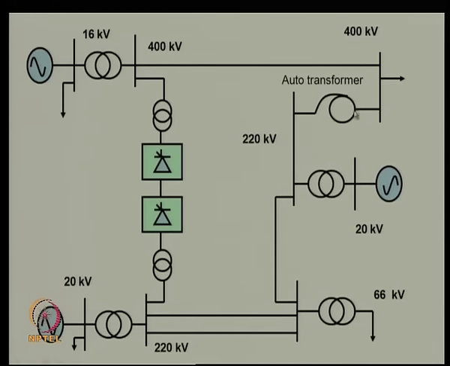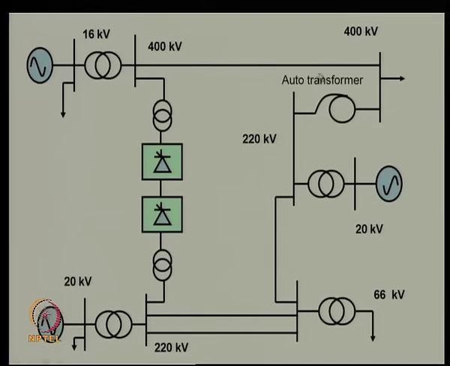There can actually be several EHV, extra high voltage, levels, for example 220 and 400 kV systems. In fact, the 220 kV system may be embedded in a 400 kV system, but to interconnect the 400 kV and 220 kV systems, you do require a transformer. In this case, it is an auto transformer.